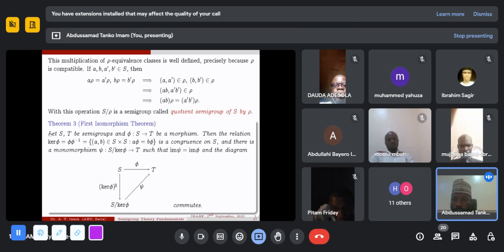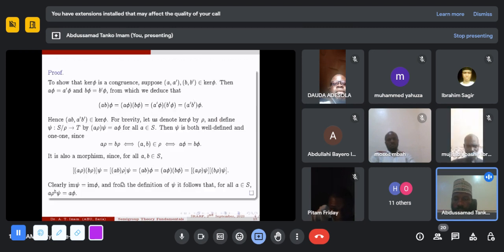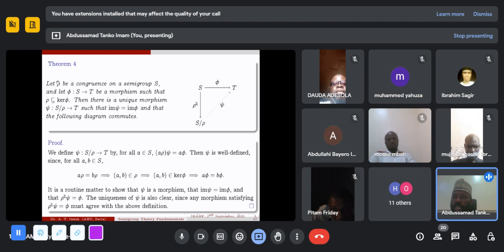So you don't have to work with the kernel in its entirety. You can just concentrate on a subset of the kernel and the theorem will still hold. If I take any congruence rho on S that is contained inside the kernel of phi, if you have this homomorphism and you take any congruence contained in the kernel of the homomorphism, this diagram is still valid. So this is what the next theorem is saying.